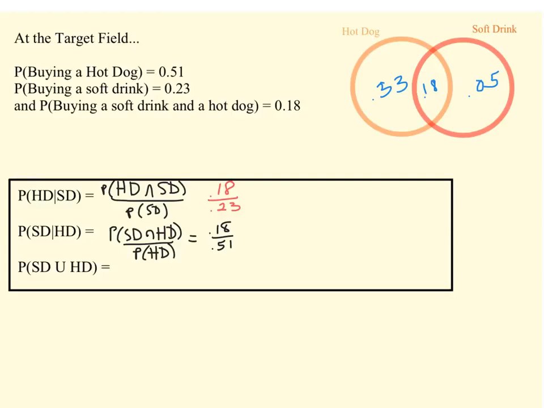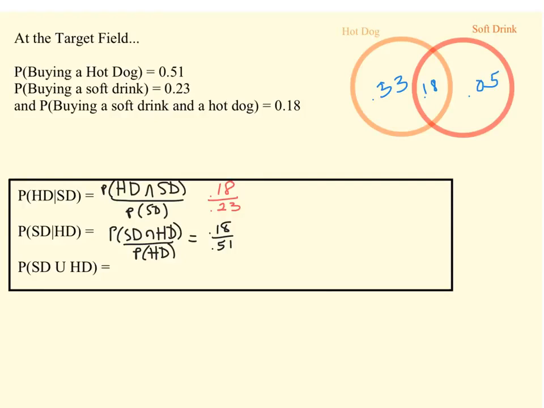Other uses of conditional probability, think about insurance rates. There's a reason that 18-year-old males pay more money in car insurance than 18-year-old females. The probability of an accident given that you are an 18-year-old male is much higher than the probability of an accident given that you are an 18-year-old female.